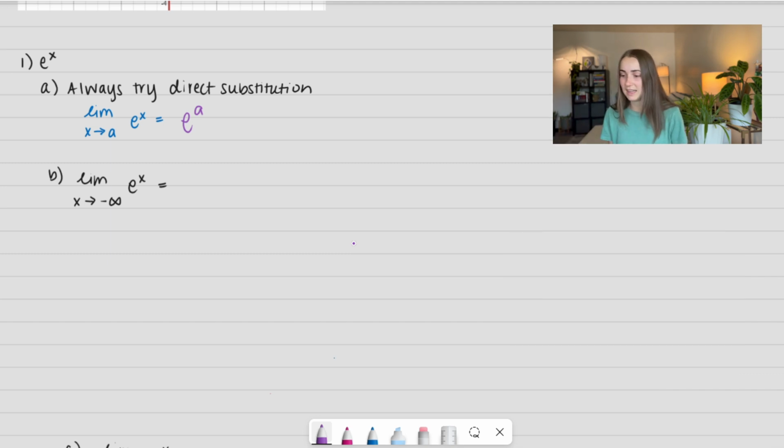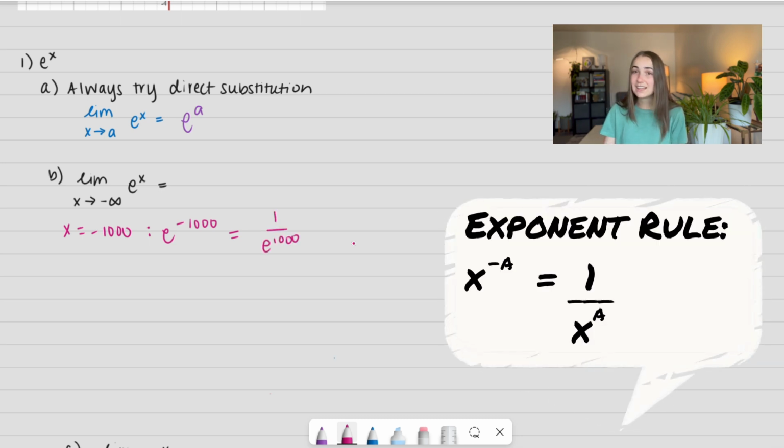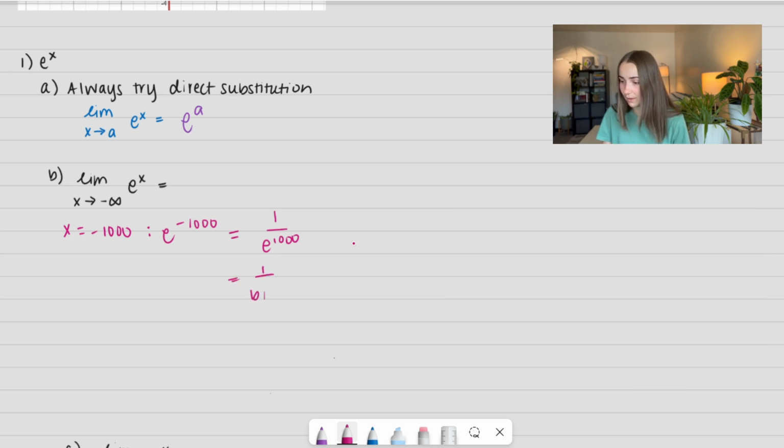Now, let's look at the limit as x approaches negative infinity. First, I want us to just try a number. Let's try x is equal to negative 1,000. When I plug that in, I get e to the negative 1,000, which is equal to 1 over e to the 1,000. Really, e to the 1,000 is just going to be some really big number, so I'm just going to write 1 over big. 1 over big, as big gets bigger and bigger, goes to 0. And so this limit actually is equal to 0.